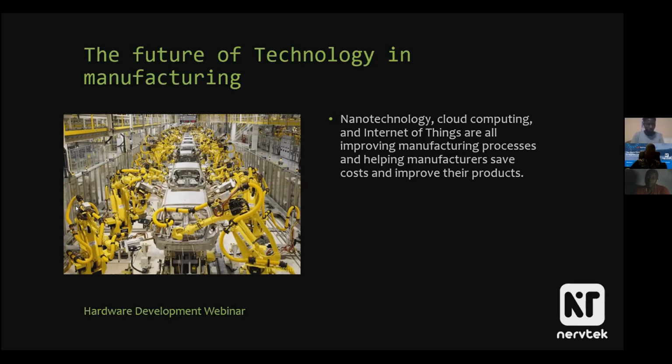So because we have seen a need for hardware, at Neftec we have decided to go ahead, and we have been able to develop an automatic water dispenser.